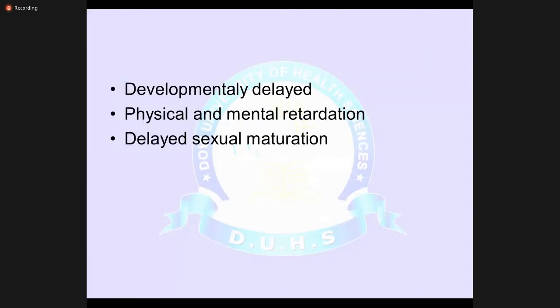Besides this, there will be developmentally delayed milestones. The child will be appearing late. For example, normally, at 3 to 4 months, there should be neck holding. At 6 to 7 months, there should be sitting. At 9 months, the baby should be able to stand with support. And by the age of 1 year, the child should be able to stand without support. And between 12 months to 15 months, the baby starts walking.